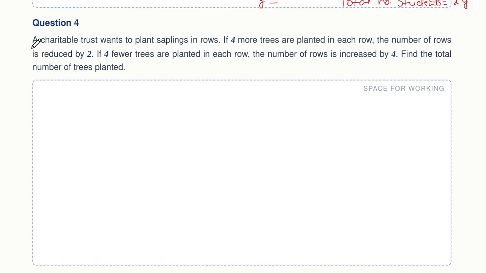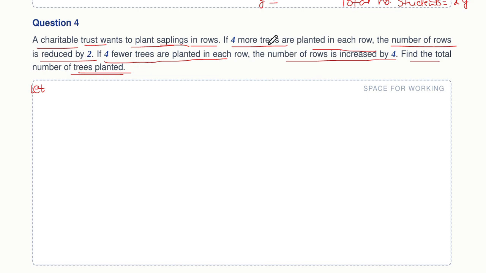The same thing. A charitable trust wants to plant saplings in rows. If 4 more trees are planted in each row, the number of rows is reduced by 2. And if 4 fewer trees are planted in each row, the number of rows is increased by 4. So find the total number of trees planted. So we have to find out again the same thing. The concept here is the same.